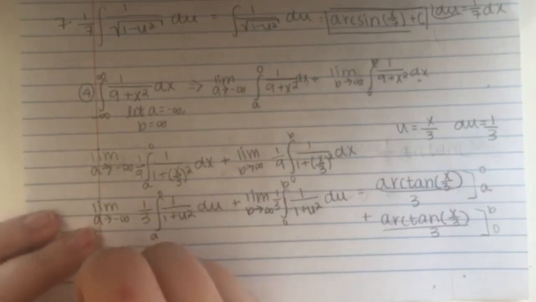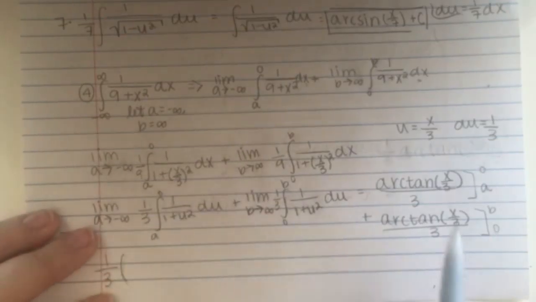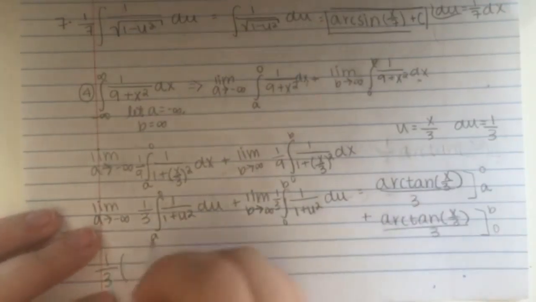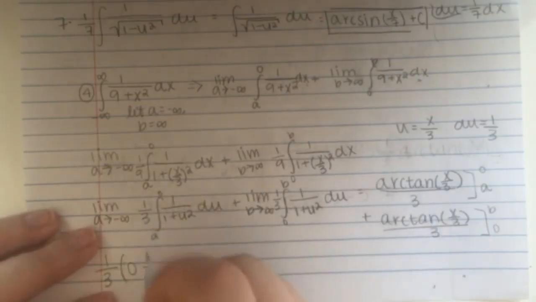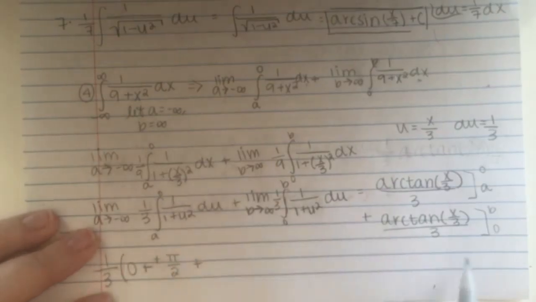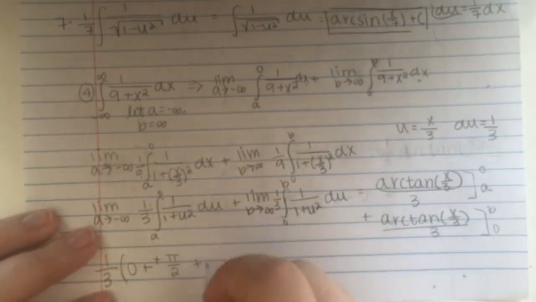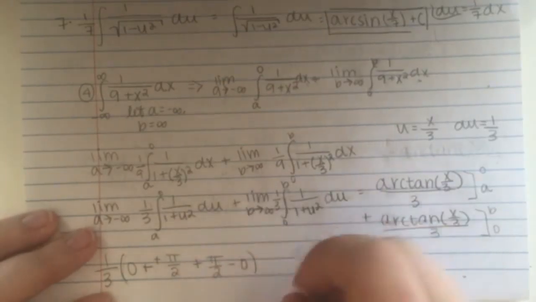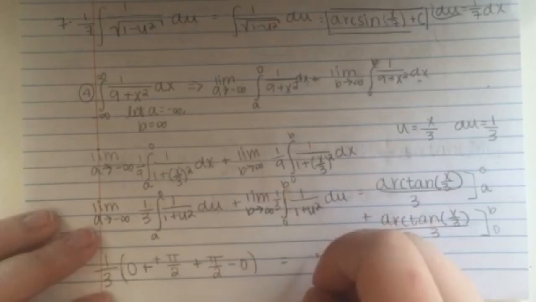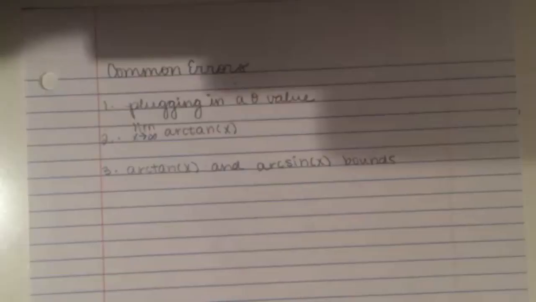So to solve this, you're just going to want to bring a 1/3 out in the front, and then you know that arctan of 0 equals 0, minus arctan of negative infinity, which is negative pi over 2, plus arctan of infinity, once again pi over 2, minus arctan of 0. So then you're going to get pi over 3, and that's it.